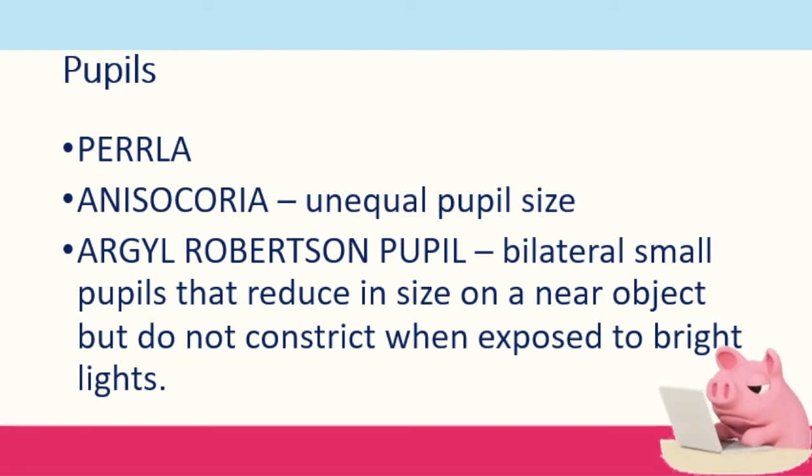These are bilateral small pupils that reduce in size on a near object but do not constrict when exposed to bright light. Okay, so it is reacting to the object but it is not reacting to the bright light, which is contradictory because usually we would have an effect of this.